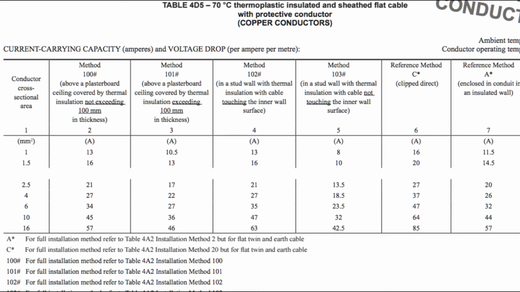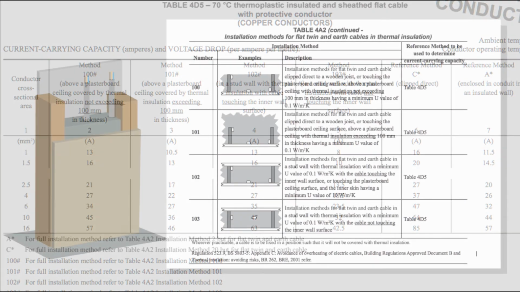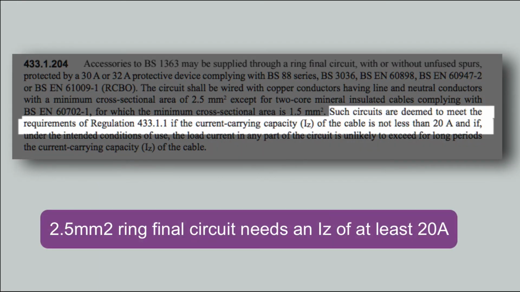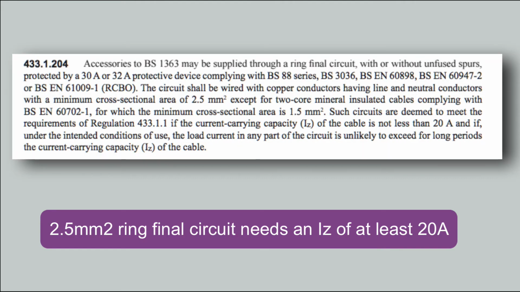So when you're planning your cable runs, one thing you make sure you don't do is have any twin and earth cable going through thermal insulation. That can make your design impractical or impossible. An example being your ring final circuit wired in 2.5mm squared cable. That wouldn't be acceptable in methods 101 and 103. You'd have to find a different way of installing your cable. Because those methods derate the cable to either 17 amps or 13.5 amps, in a ring final circuit, the cable's got to have an IZ of at least 20 amps.